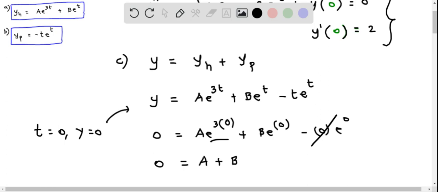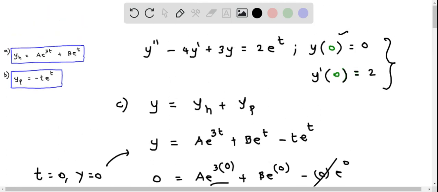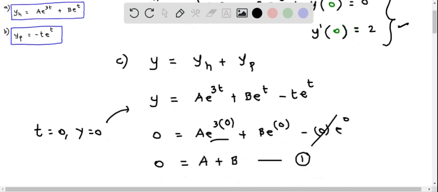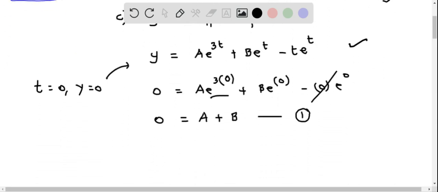So we have obtained one equation. Let's say this is equation number 1. Now we should use the second initial condition, that is y prime of 0 equals 2. And for that, we should find the derivative of this equation and then use that initial condition. So let's find the derivative of this equation by differentiating both sides with respect to t.